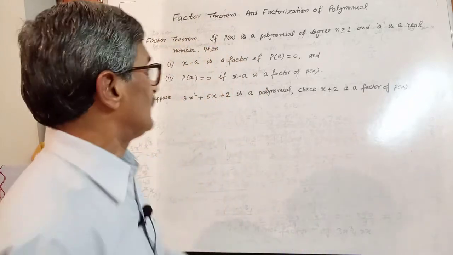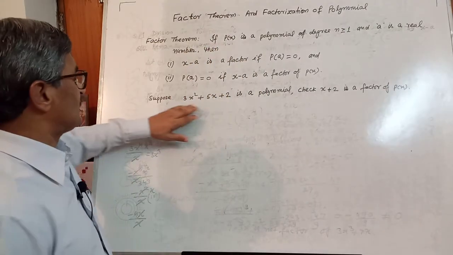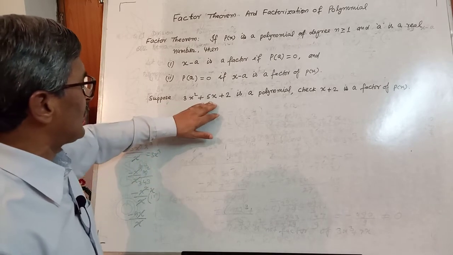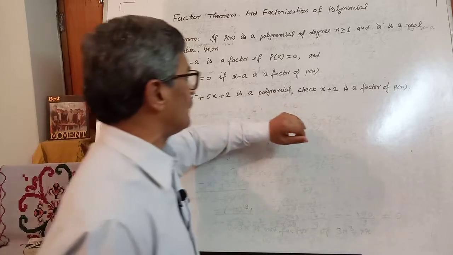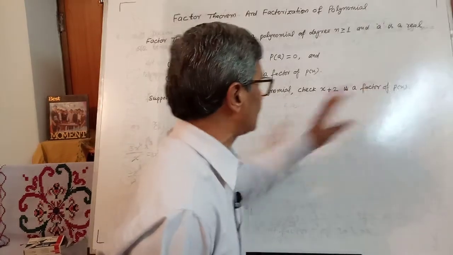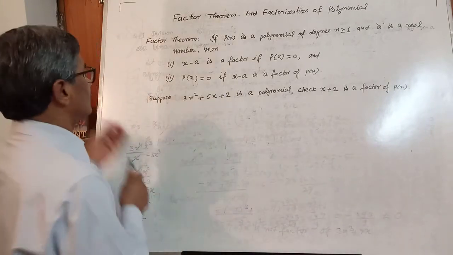Here I have taken one example. Suppose a polynomial 3x square plus 5x plus 2 is a polynomial, then you have to check whether x plus 2 is a factor of this polynomial p(x). This is p(x).